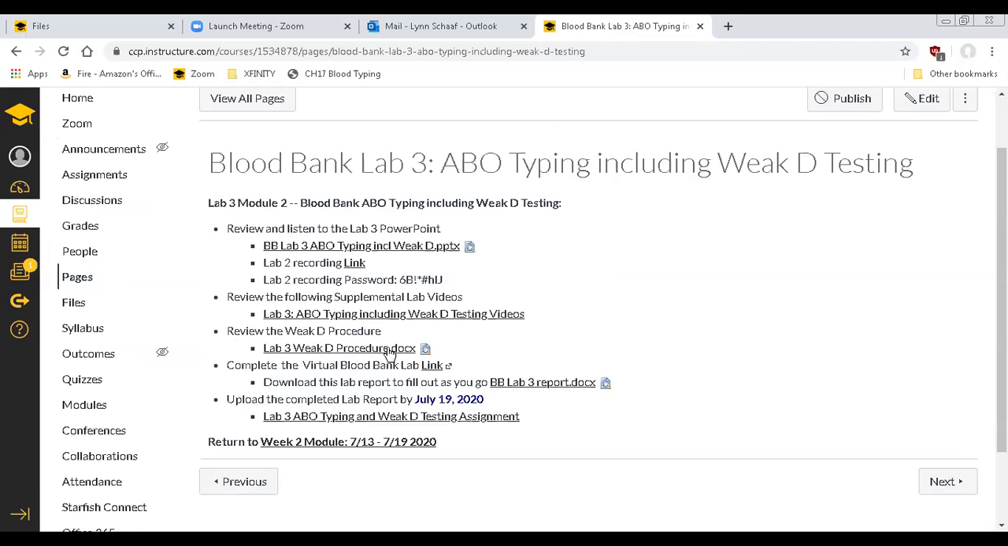There is a Week 3 procedure here. If you would like to see it, you could look at it, but it basically outlines a lot of the things that I included in the PowerPoint, but this is a Word document if you would like to look at that.